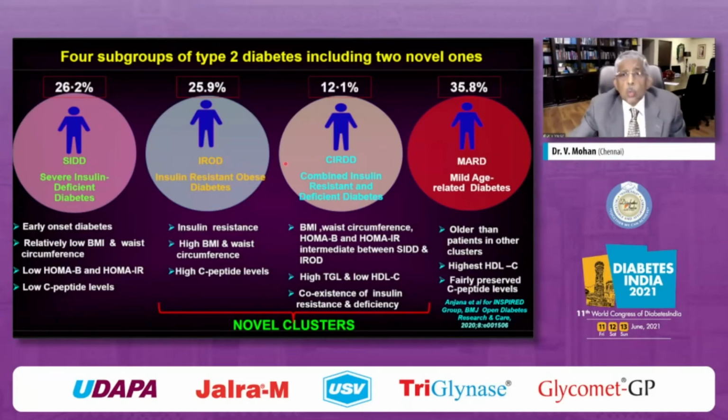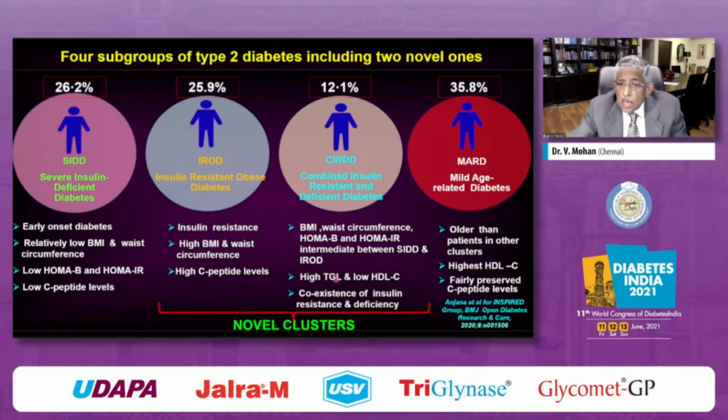But the two new ones, which we were very, very impressed with, was this one, the insulin resistant obese diabetic, and the combined insulin resistant and deficient diabetes. Now, this particular variety, the third variety, had not been described from Scandinavia, and it seems to be unique to our population. Why? Because first of all, they have both insulin deficiency and resistance, and I showed you the rapid decline in beta cell function, on which you have several publications.